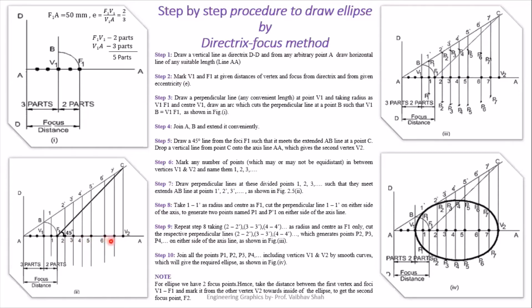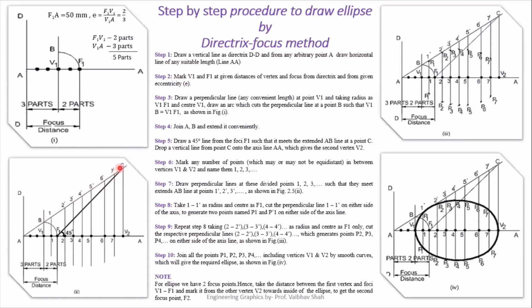After dividing this portion into 8 equal parts, we have to draw one vertical line from each of the parts. So we have drawn a vertical line from each of the parts which is perpendicular to your AA axis. You have to draw vertical lines from points 1, 2, 3, 4, 5, 6, 7 and 8 itself is V2. Now we will mark the points where the vertical lines intersect this inclined line as 1 dash, 2 dash, 3 dash, 4 dash, 5 dash, 6 dash, 7 dash, like that.